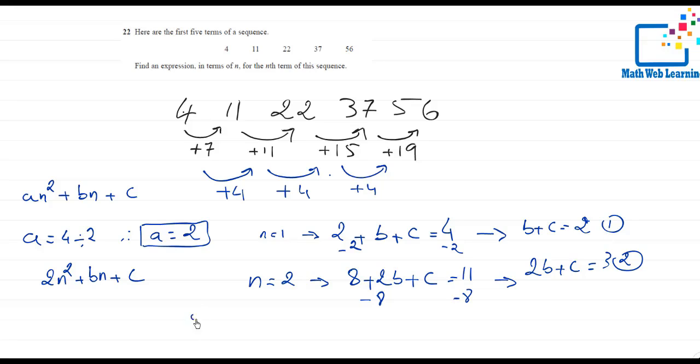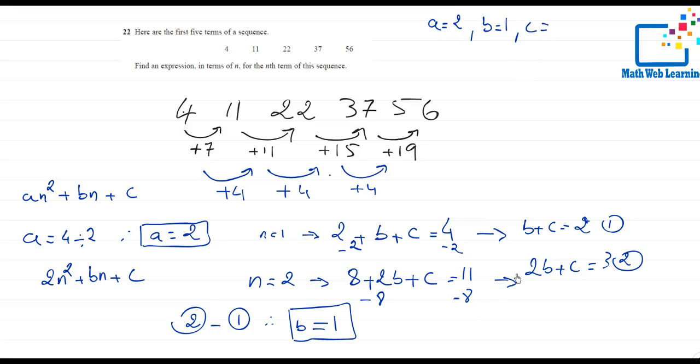Now I'm going to do 2 minus 1. I'm going to write it down here, the second equation minus the first one, and that will give me 2b minus b is b, and the c will eliminate. And 3 minus 2 is 1. So therefore, b equals 1. We need to work out c now. Well, c is easy if I go back to the first equation, the easy one. So 1 plus c is equal to 2. So therefore, c is equal to 1. All right? So that is c.